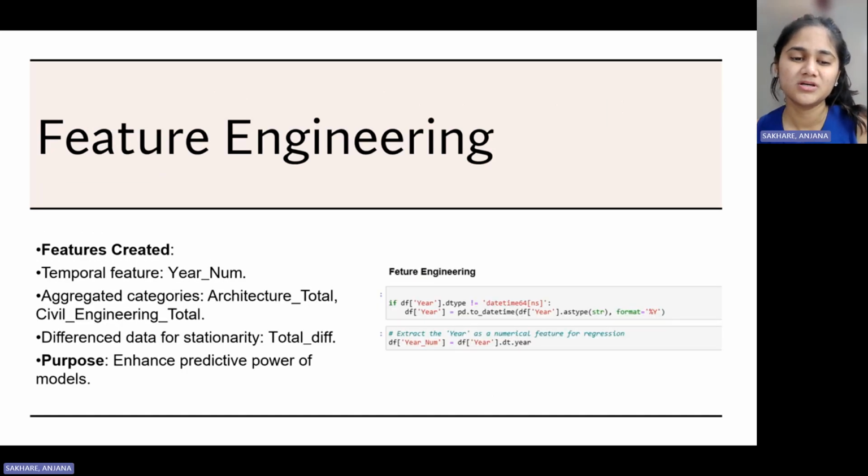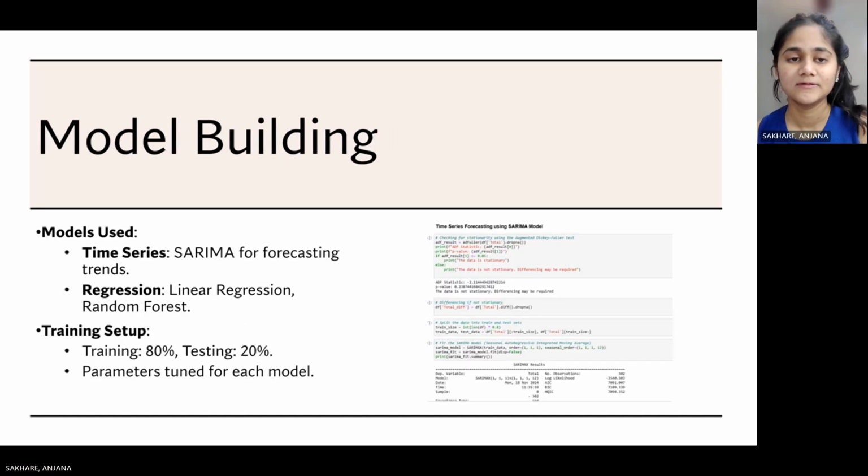Coming to the feature engineering, to improve the regression models, new features such as the year num were developed in the feature engineering. I developed criteria such as the temporal qualities and the variations in the total investments to reach the stationarity.